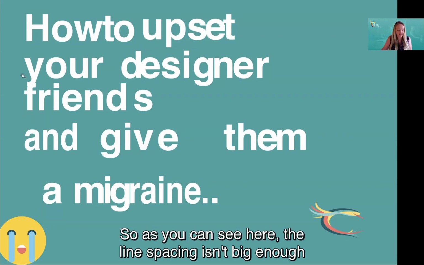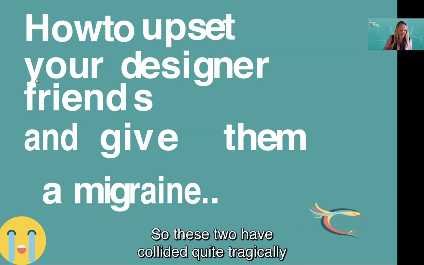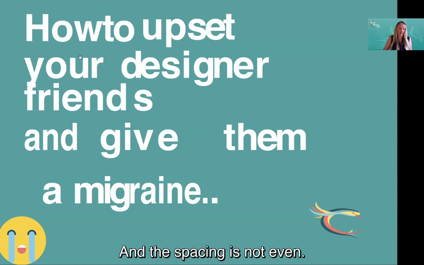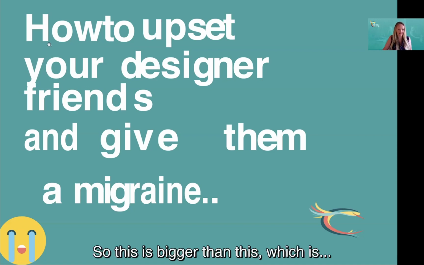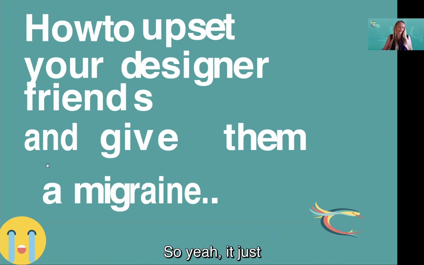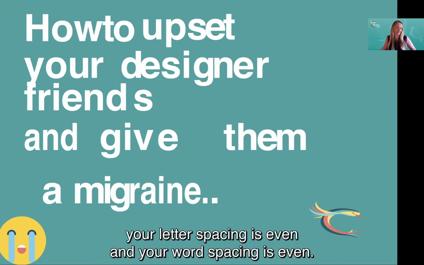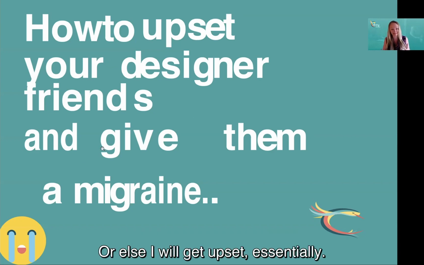So as you can see here, the line spacing isn't big enough to allow for the descending type and the ascending type to have its own space. So these two have collided quite tragically in the middle here. And the spacing is not even. So this is bigger than this, and then you've got this, and then you've got a big space here. So yeah, just make sure that your line spacing is even, your letter spacing is even, and your word spacing is even, or else I will get upset, essentially.